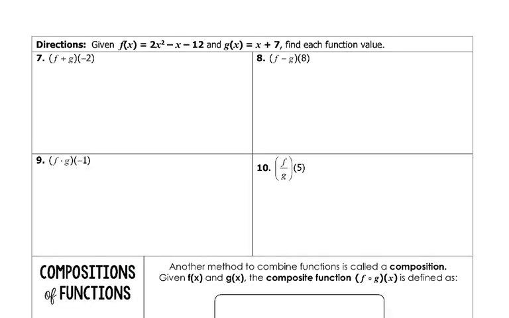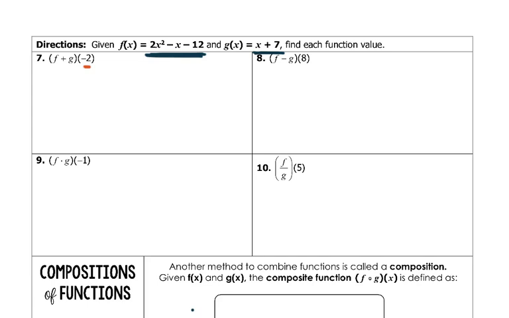It just means plug that number in for x for each function, figure out what that number is, and then we're going to add those numbers together here. For the next one, we would subtract those numbers. For this one, we'd multiply, and for this one, we would divide. So let's go ahead and do that. f of x equals 2x squared minus x minus 12, and g of x is x plus 7. Wherever we see x, we're going to plug in negative 2.